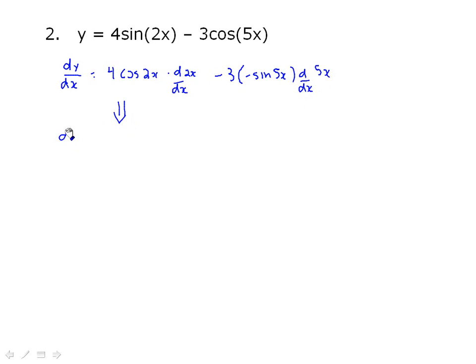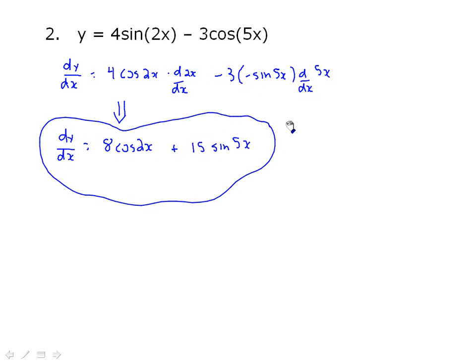Now I'm not going to get too carried away with this. I'm going to now go to the stage where the derivative of 2x is 2. 2 times 4 in front is 8 cos 2x. And then minus a minus, of course, is plus. And then 3 times 5 is 15 sine 5x. And there we have it. Works out nicely, but you need to be careful.